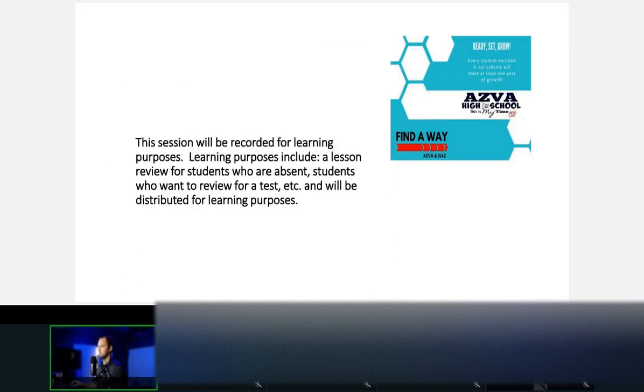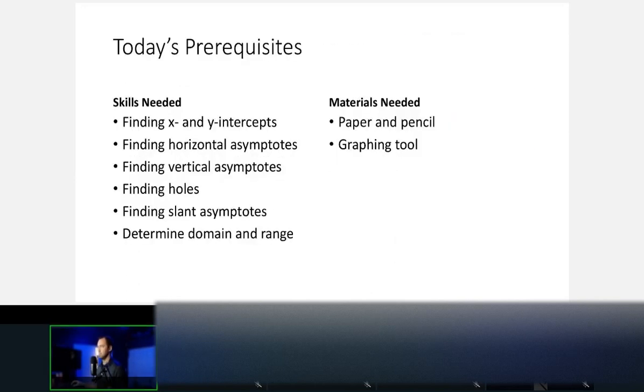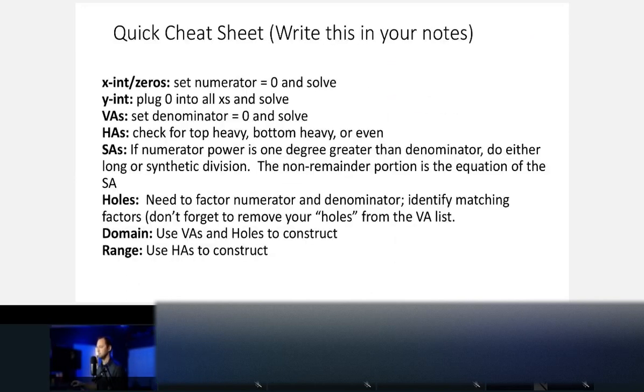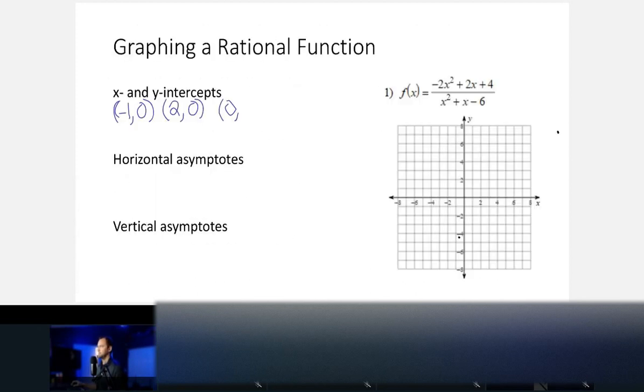So going back to this cheat sheet that everyone should have written down in your notes, it says plug 0 into all the x's and solve. Yeah, it says all the x's, not just the numerator. So when you plug in 0 into all of the x's, you get 0 comma 4 over negative 6, reduced is 0 comma negative 2/3.